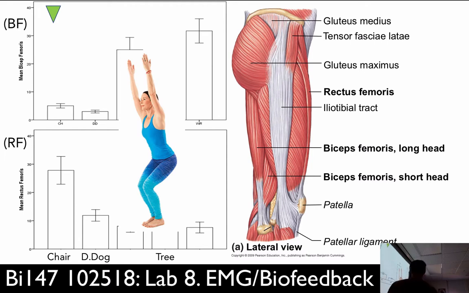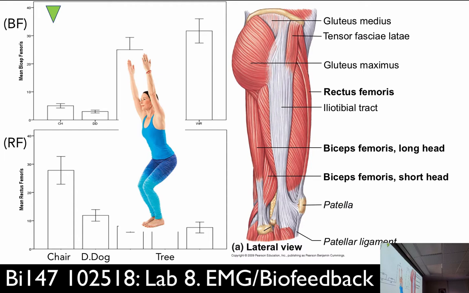So let's look at this. Again, this woman's in tree pose. In tree pose, her bicep femoris is hardly engaged at all. And we have a moderate engagement here on the rectus femoris. 30%. Certainly enough to keep you in chair pose.